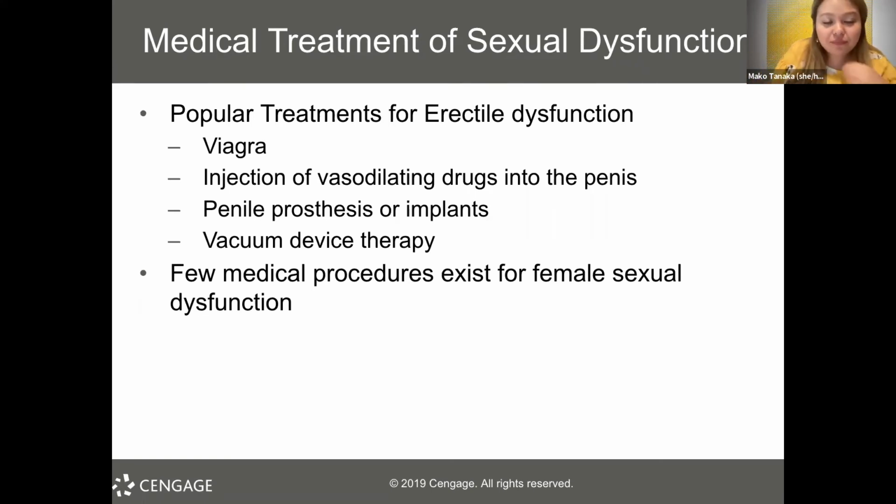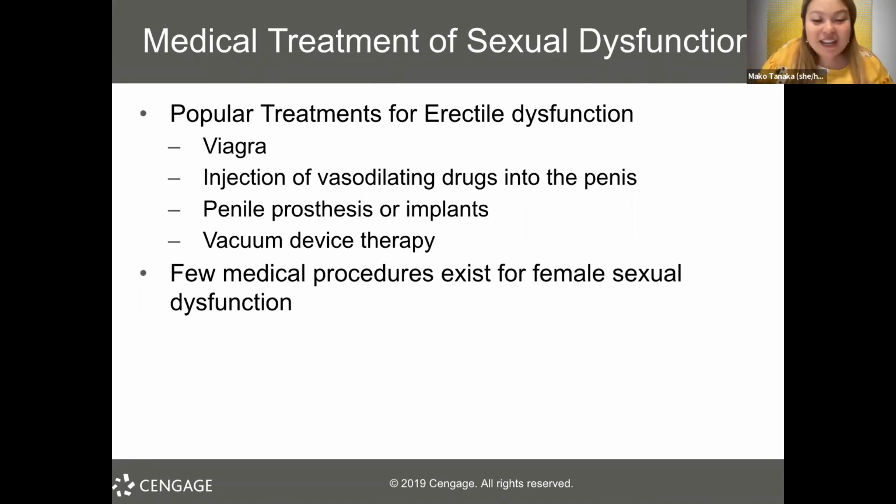Another option is injecting vasodilating drugs into the penis that increase blood flow to the penis and help men maintain erections. But of course, injecting something into a penis can be painful. So there's that. There's also penile prosthetics or implants that can look like a silicone rod inserted into a penis, and then they can be bent into positions appropriate for intercourse. There's vacuum device therapy, which is an external pump that creates a vacuum in a cylinder placed over a penis to help draw blood to the penis and then trap it.